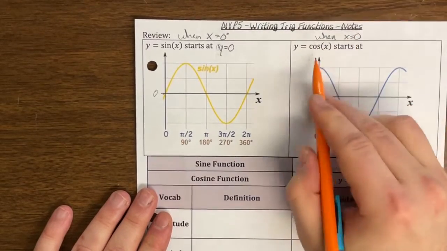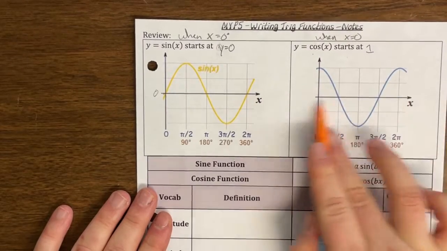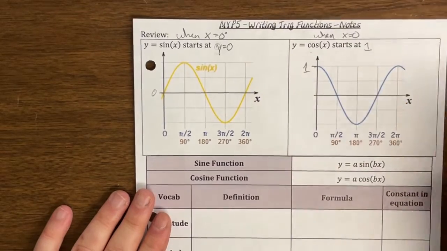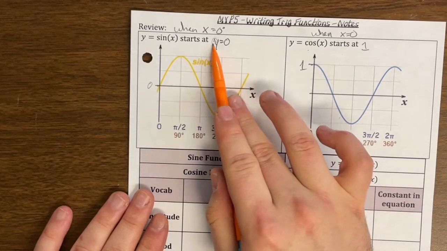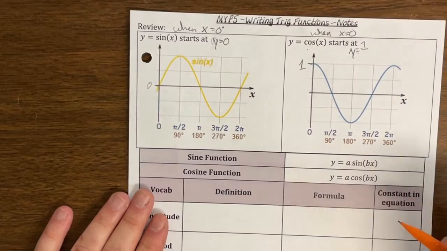However, when x equals 0 for cosine, we're going to say it starts at 1. So again, when x is 0, what is our y value? That's going to be 1. So that's going to be the key difference between these two functions. Again, sine starts at 0, cosine starts at y equals 1.